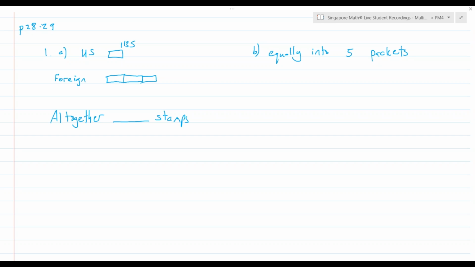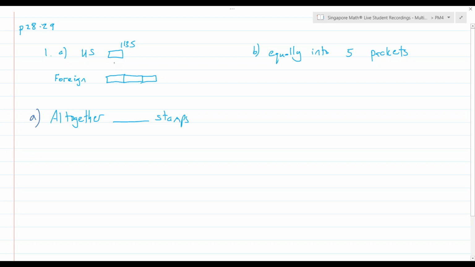We're told that Sean has 1,135 U.S. stamps, and he has 3 times as many foreign stamps as U.S. stamps. When I read that and think about it and draw a picture, I know for sure that the foreign stamps are larger than the U.S. stamps because there are 3 times as many foreign stamps as U.S. stamps. The first part of the question wants us to find how many stamps there are altogether.